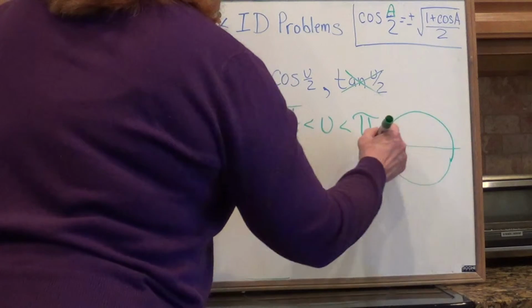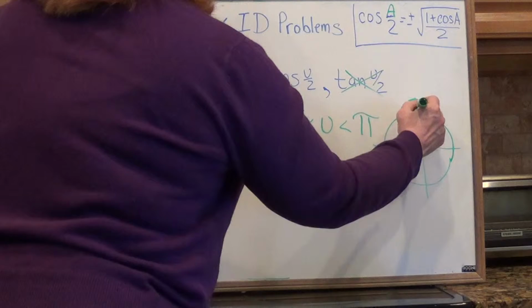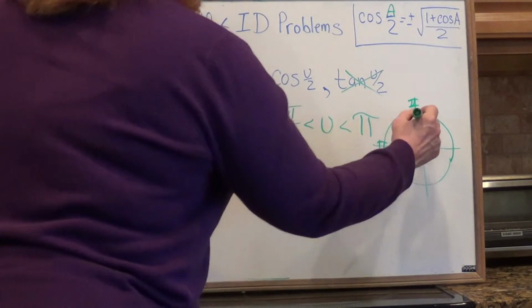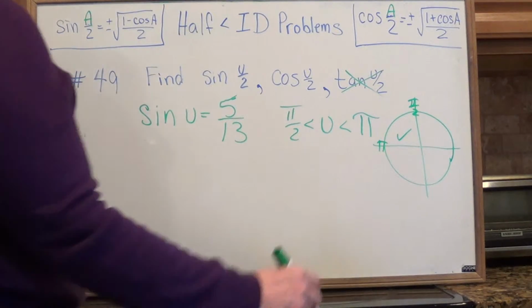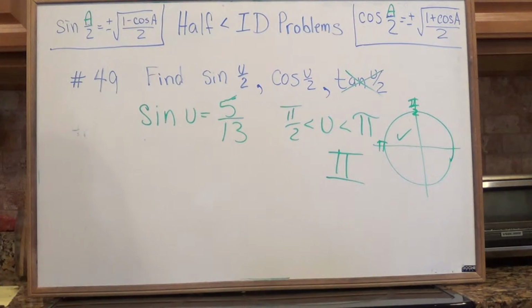Rejoining, did you choose the quadrant? This is pi over 2, this is pi. So did you choose quadrant number 2? All right, hopefully yes. All right, moving on.